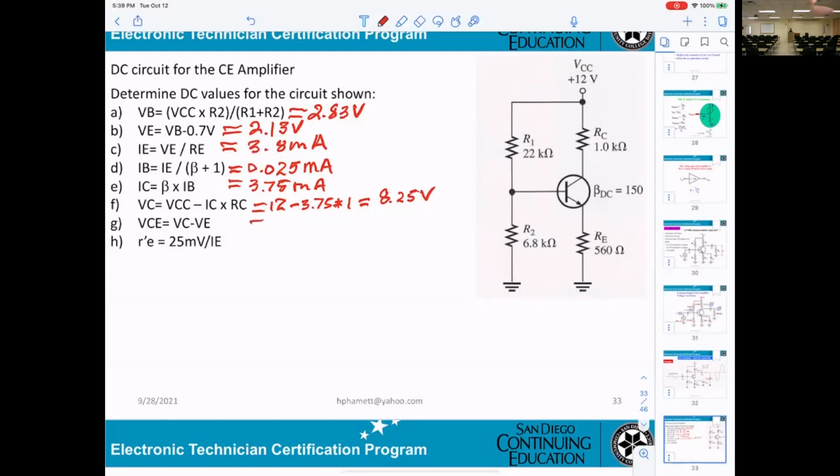VCE equals VC minus VE. Okay, VC 8.25 minus VE 2.13. Okay, 8.25 minus 2.13 is 6.12.